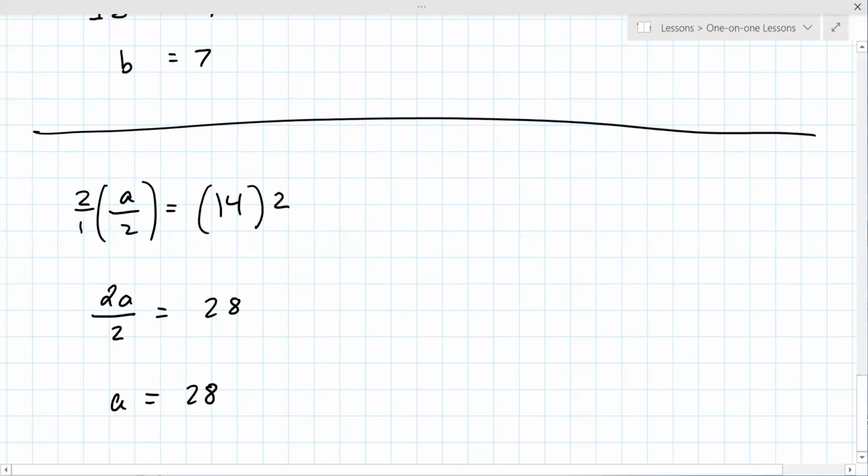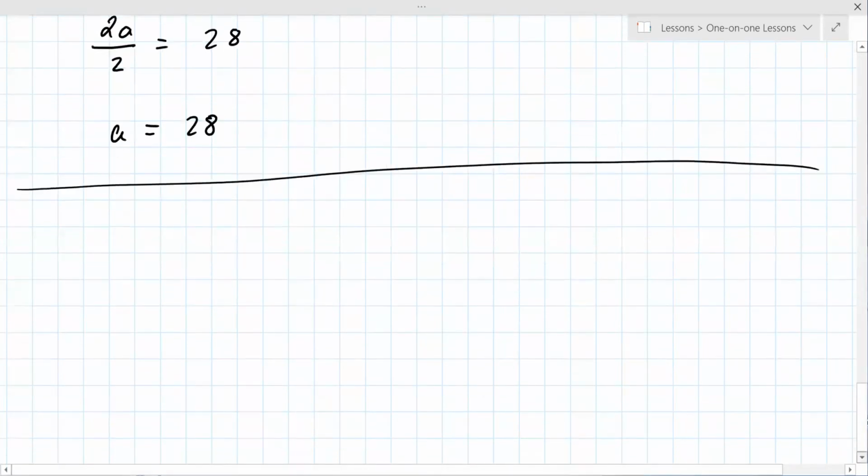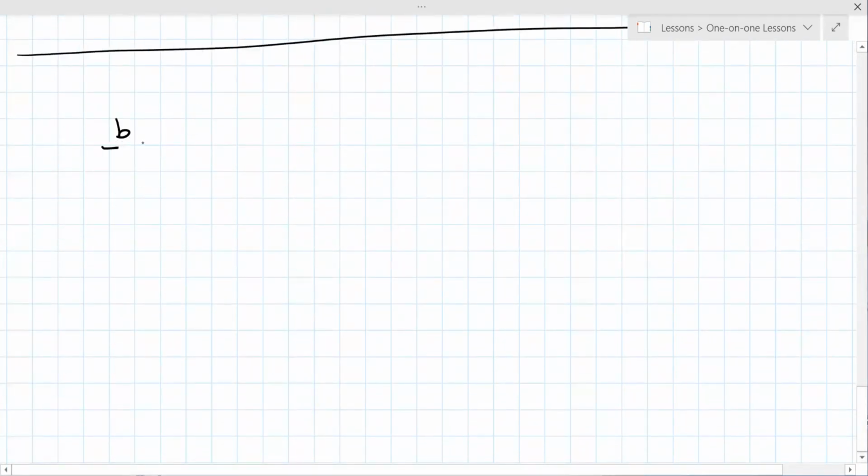If you're taking notes, let me know when you get caught up, because I have to clear the screen each time for the new question. So let's try another one. Let's try b over 3 equals -6.